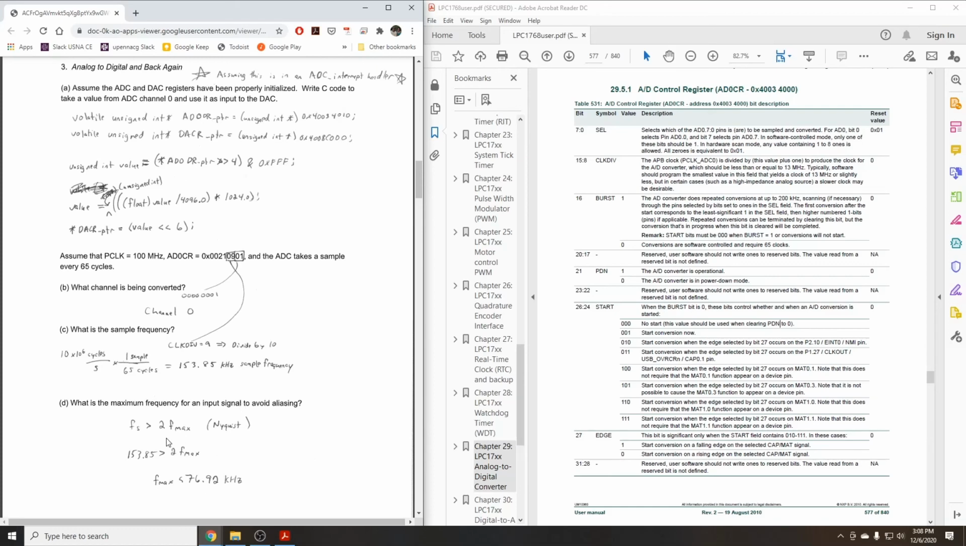So here we're just basically dividing. In this case, we're going backwards. So given that I can sample at, let's say we'll use the error carried forward here of 153.85 kilohertz, that's my sample frequency. The maximum frequency that I can sample is half of that. And so I need to be at less than 76.92 kilohertz, according to the Nyquist theorem. So that's it for part 3.